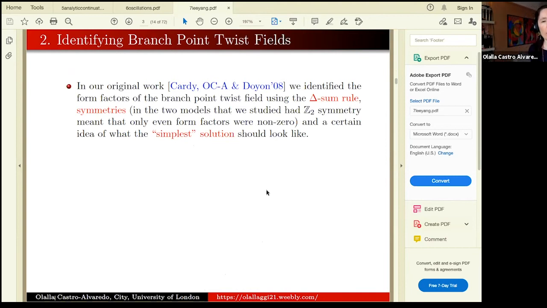So there's already a restriction there. We could use the delta sum rule, and we could use a certain idea about what the simplest solution to the form factor equations is, which is the one I wrote for you last week.